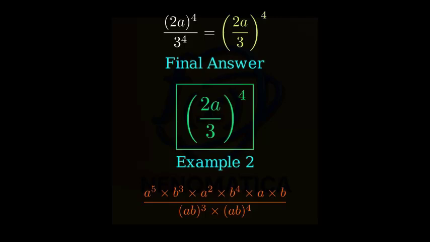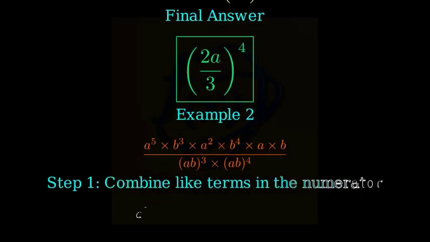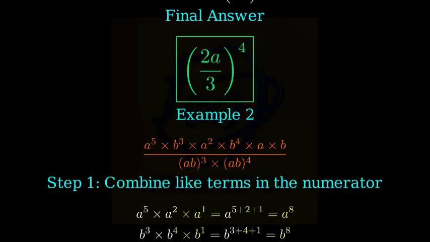Our first step is to combine all the like terms in the numerator. For the a terms, we add the exponents, a to the 5th plus a squared plus a to the 1st power, which gives us a to the 8th power. For the b terms, we add b cubed plus b to the 4th plus b to the 1st power, which gives us b to the 8th power.